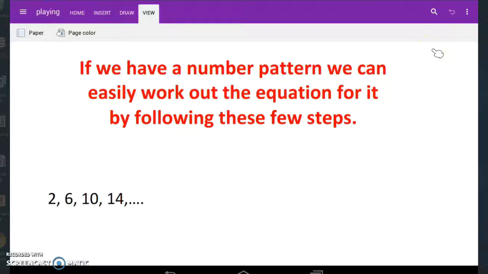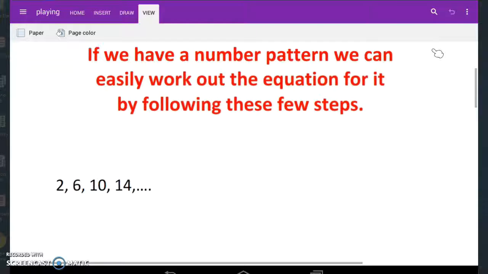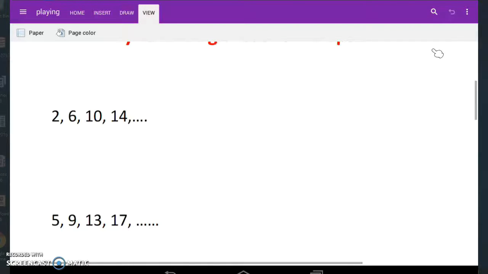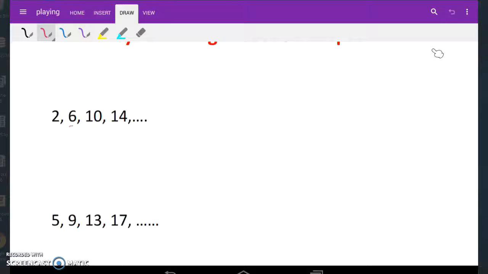Okay, so we're going to have a look at how we create an equation when we have a number pattern. The first thing that we look at in this number pattern here is what's the constant difference. We've got a difference between the 2 and the 6, plus 4. 6 and the 10 is plus 4 again, and 10 up to 14, plus 4. So that gives us a multiplier of 4. So our equation would be y equals 4x.